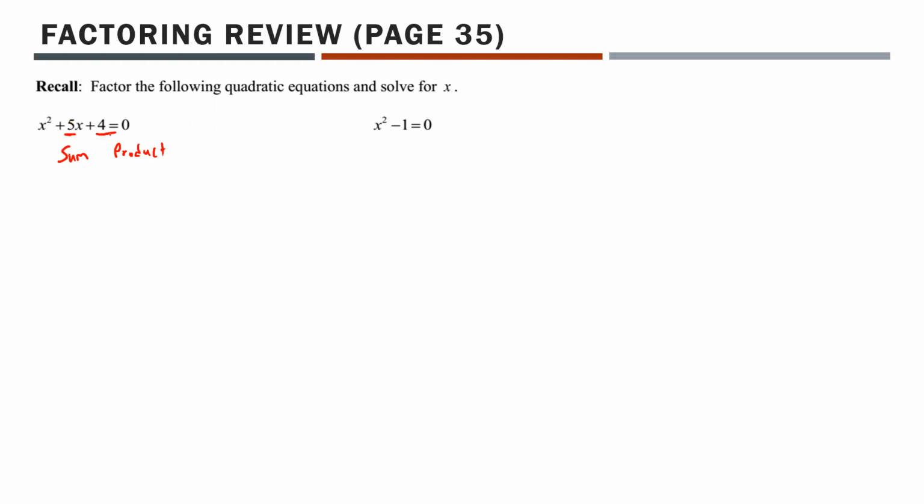Usually I look at my product first and go, okay, what two numbers would multiply together to give me that? Well, I think this one's not too bad. It's just going to be 4 and 1. Now, the nice thing about the sum product rule is when you don't have a number in front of your x squared, as soon as you identify the two numbers that give you a sum of 5 and a product of 4, you can actually jump straight to the answer. So again, those two numbers that add to 5 and multiply to be 4 are 1 and 4, because 1 plus 4 is 5, 1 times 4 is 4. So this actually becomes x plus 1 times x plus 4 equals 0.